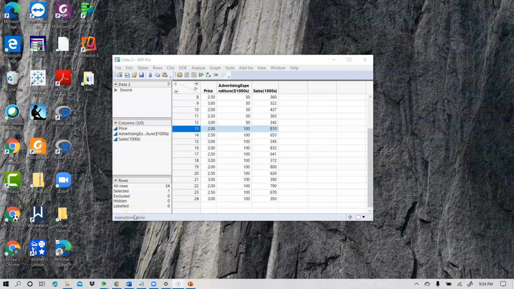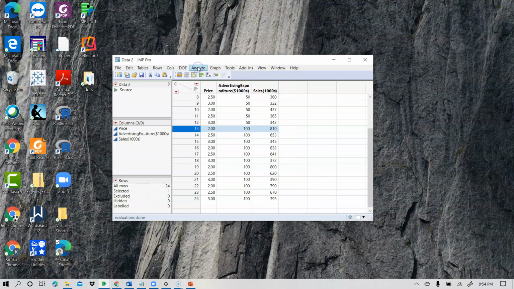In this video, we will study how to model interaction between two independent variables and then how to interpret these interaction effects. So here's a data set with sales as a dependent variable and price and advertisement expenditure as our independent variables. Let's start by modeling this relationship using multiple regression.